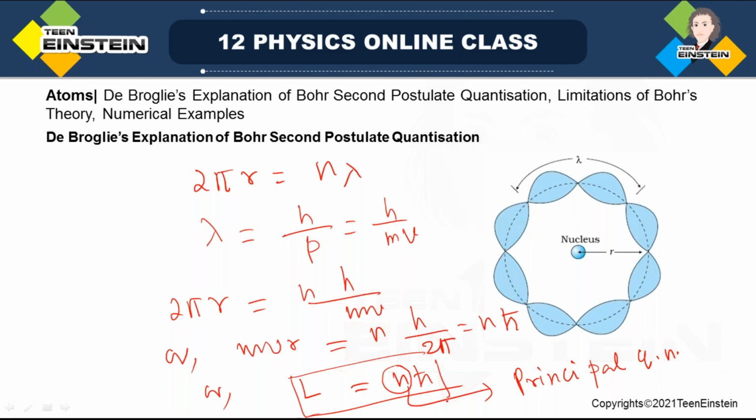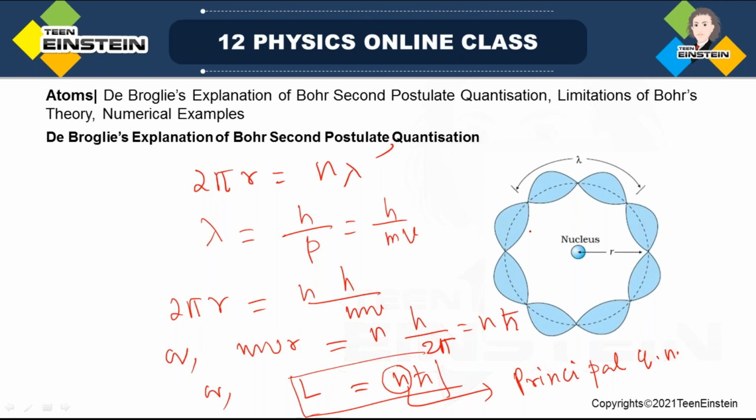So you can see that this famous Bohr's quantization condition for angular momentum can be obtained from de Broglie's hypothesis of matter wave. That's how this postulate is actually proved to be very, very true. So this is called de Broglie's explanation of Bohr's second postulate, that is quantization condition. I hope you have understood.